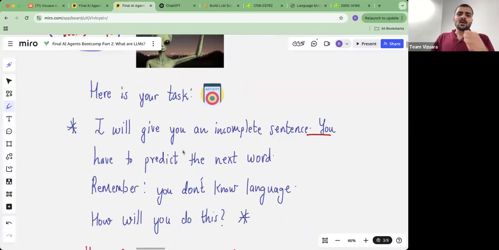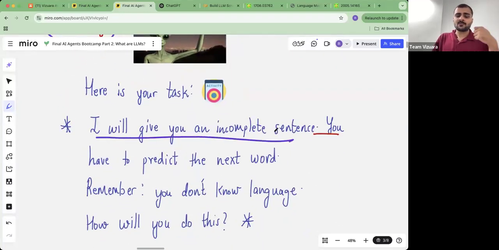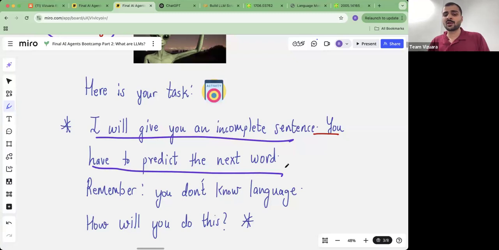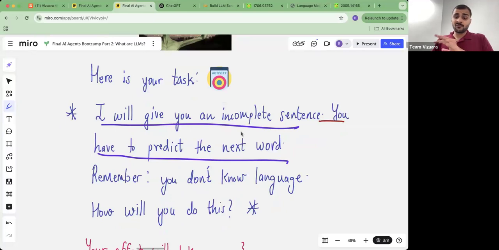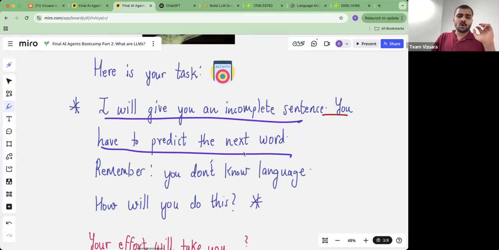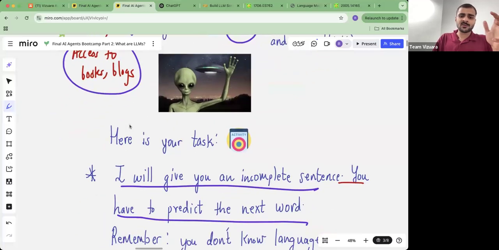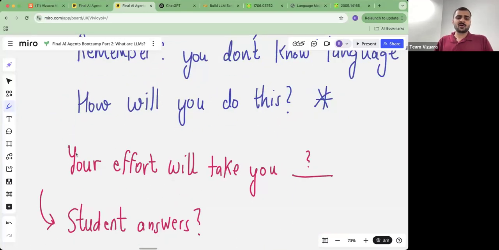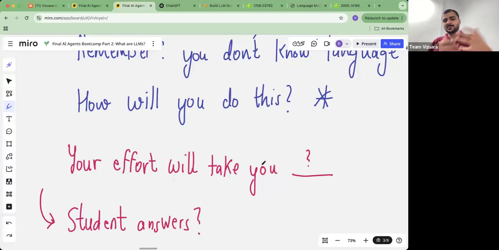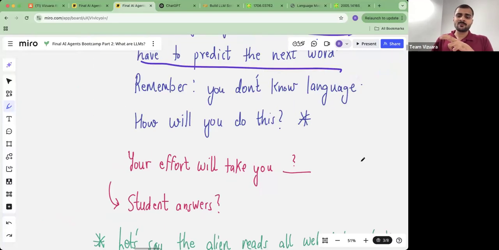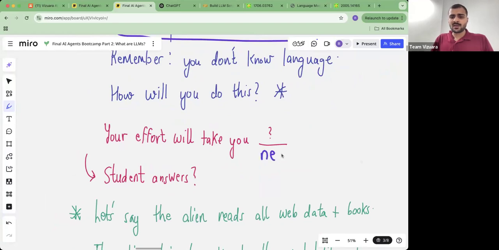And here's your task. I will give you an incomplete sentence, and your task is to take the incomplete sentence and you have to predict the next word. That's it. You have to take an incomplete sentence and predict the next word. So forget everything you know about LLMs at the moment, or everything you might have learned about LLMs. Just try to answer this question. You are an alien who is super smart and who has access to books, blogs, and I give you this sentence. Let's say your effort will take you, and as this smart alien, I want you to complete this sentence. In fact, I want you to answer what would be the next word after this sentence. How will you do this?